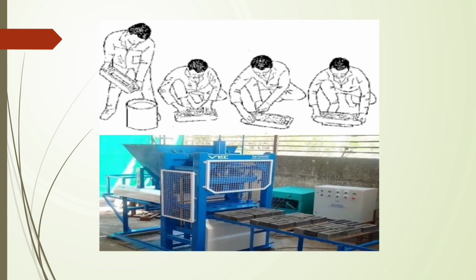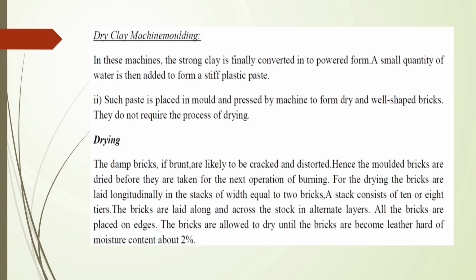Machine molding bricks. Dry clay machine molding. In this machine, the strong clay is finally converted into powdered form. A small quantity of water is then added to form a stiff plastic paste. Such paste is placed in a mold and pressed by machine to form dry and well-shaped bricks. They do not require the process of drying.